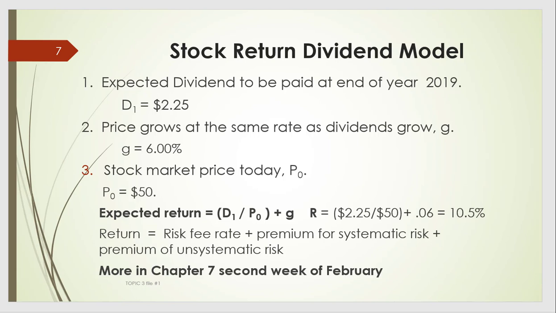It would be the dividend divided by price, which is the dividend yield, plus G, the growth rate, or the capital gain yield. So in this particular case, the dividend yield would be 4.5%. The capital gain yield is another 6%. The total return is 10.5%. So we would say that return of 10.5% covers the risk-free rate, a premium for systematic risk, and a premium for unsystematic risk for this particular stock.